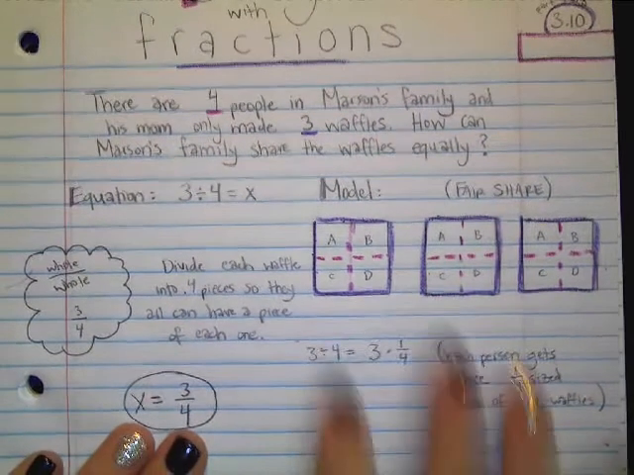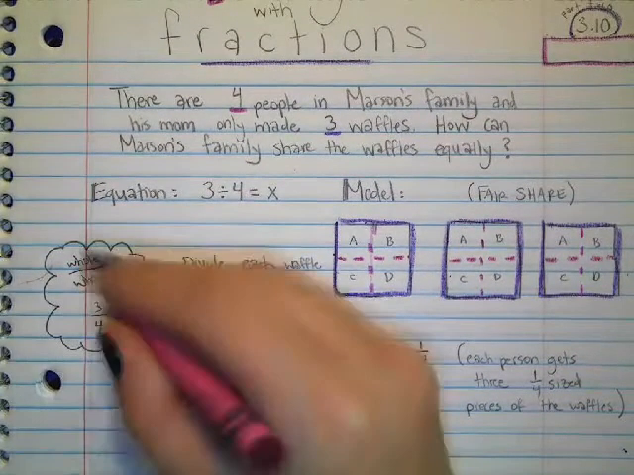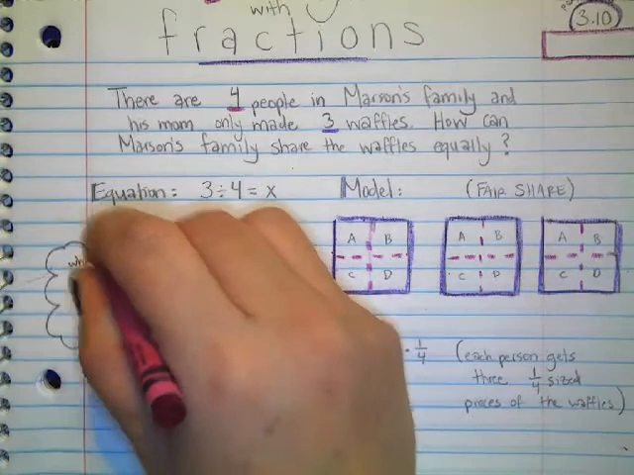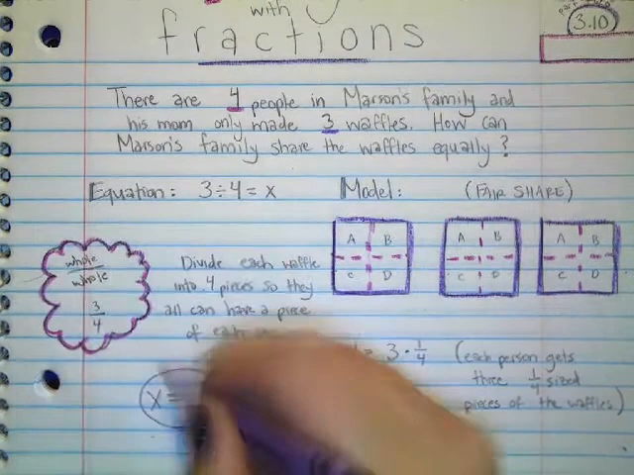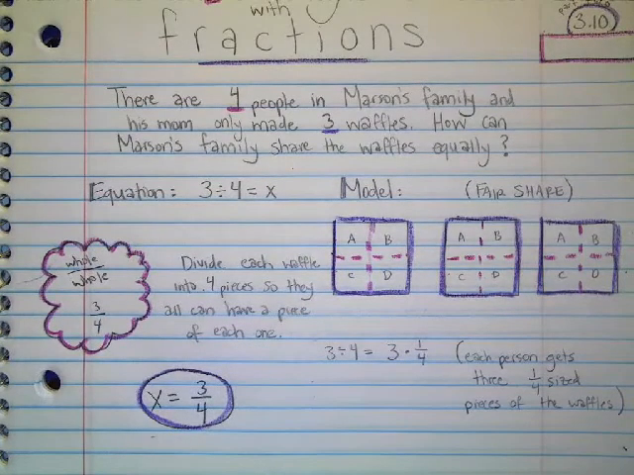Okay, I want to take a break from the journal for a minute, but leave it out because we're going to come back to the waffle scenario and give different amounts. Let's go ahead and use the red violet to outline this cloud that we drew. And then we're going to use our purple to solve for x right there.